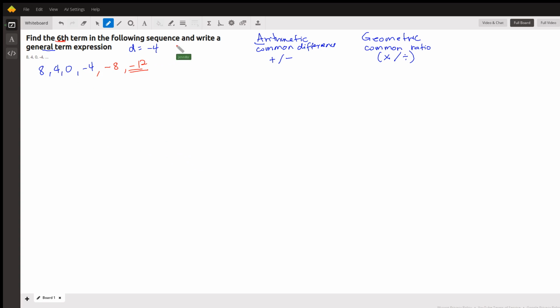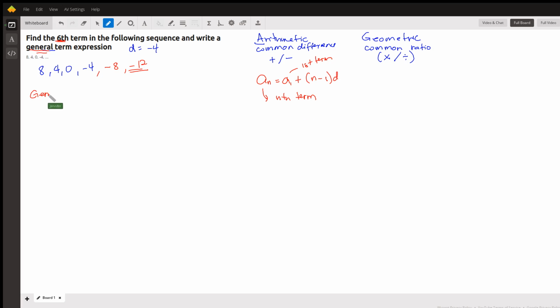Now let's do the general term, and we will check it later by using that general term to find the sixth term. If it's an arithmetic sequence, this is your general term expression: a sub n equals a sub 1 plus n minus 1 times d, where a sub n is your nth term, a sub 1 is your first term, n is the number of terms, and d is the common difference. So we can substitute that here.